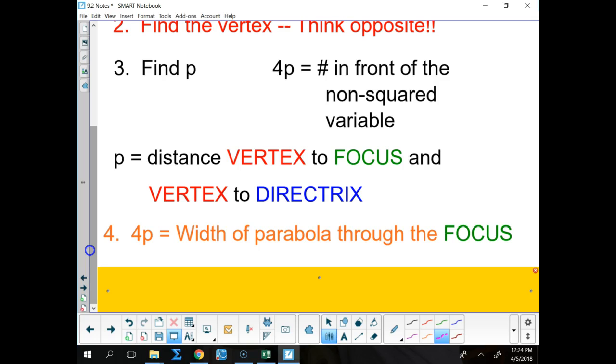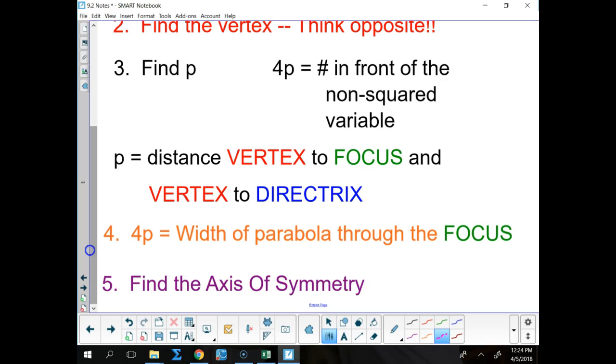And then lastly, step 5 is... What's step 5? Just axis of symmetry. Okay? And where can I find the axis of symmetry?